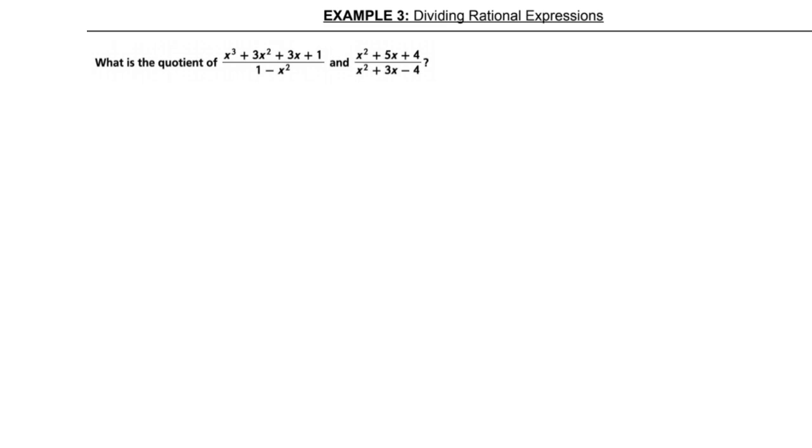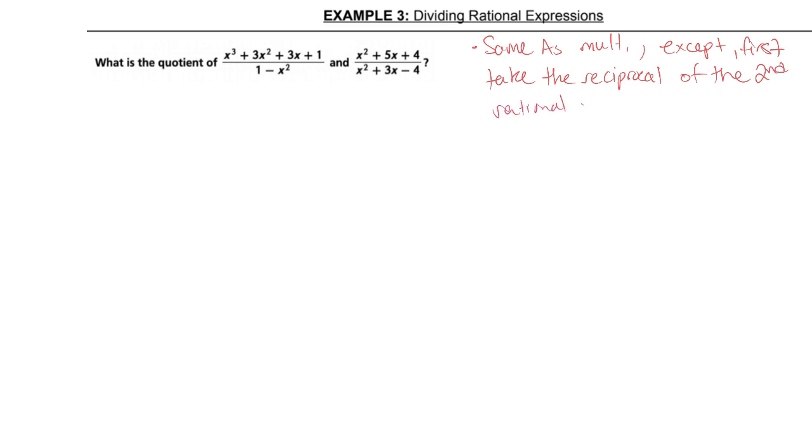The last one is dividing. So it essentially is the same as multiplication, except we take the reciprocal of the second rational expression and then multiply. First, take the reciprocal, meaning flip the numerator and denominator of the second rational expression, then multiply.